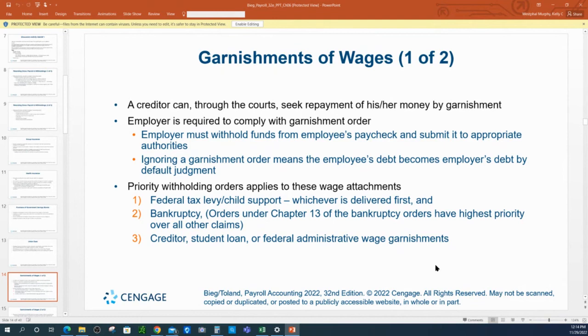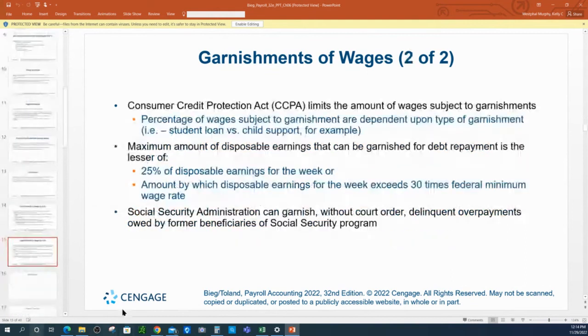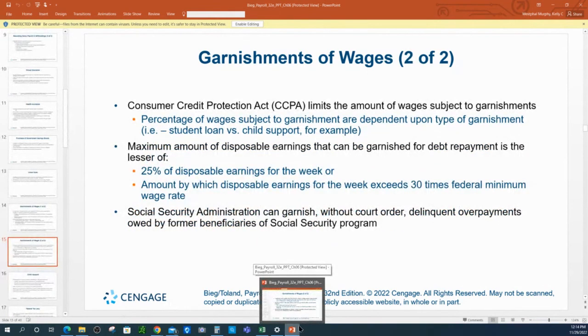There can also be, by the way, state garnishments. So not just federal, not just creditors, but the state could also impose a garnishment. Now, there are limitations on how much can be garnished. You cannot garnish so much from an employee's paycheck that they have nothing left. You can't send them into total and absolute poverty from the garnishments. All of those amounts are dictated by the Consumer Credit Protection Act.